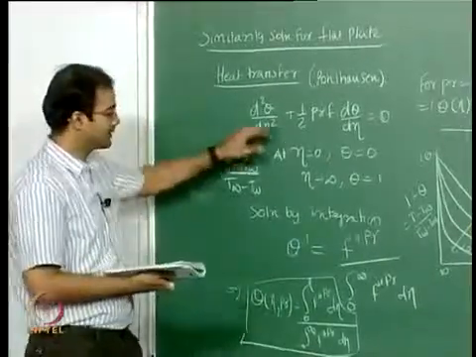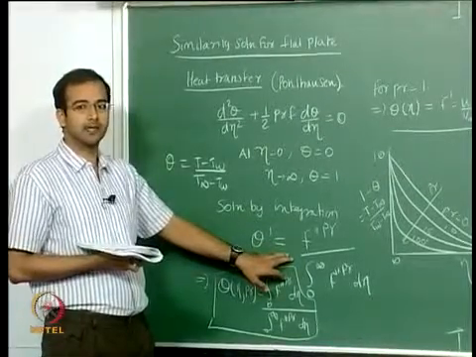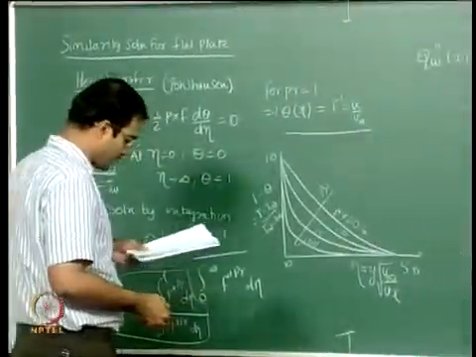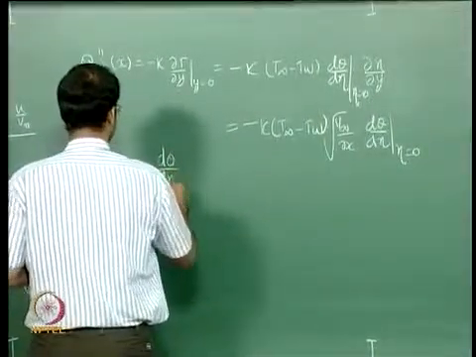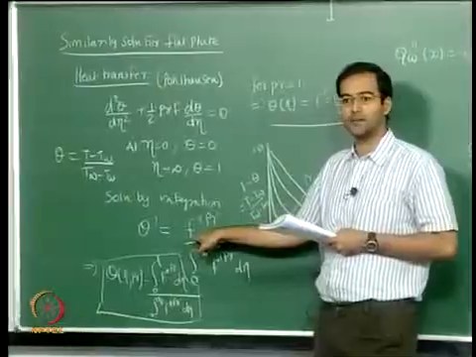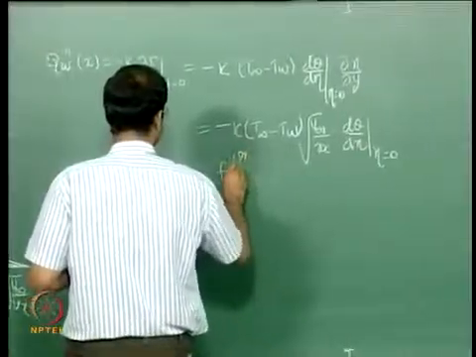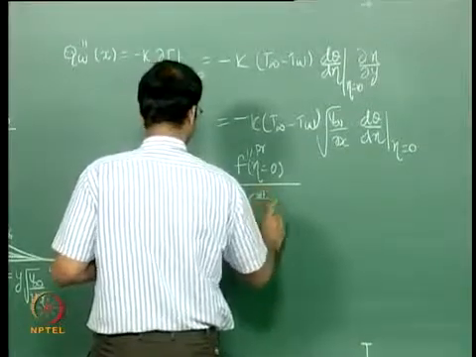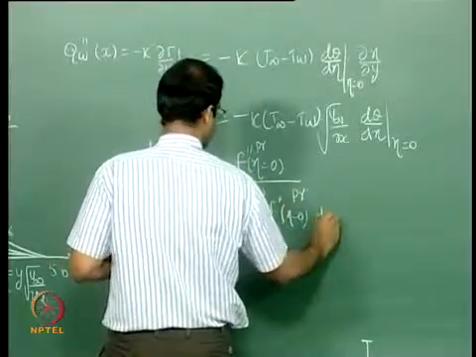If you integrate this once, you end up with this solution for the slope d theta by d eta. Okay, so you want to evaluate this at eta equal to 0. So we will say that my d theta by d eta at eta equal to 0 should be the value of this f double prime, at eta equal to 0. Okay, so f double prime to the power Pr at eta equal to 0, divided by the integral from 0 to infinity of f double prime to the power Pr d eta, right.